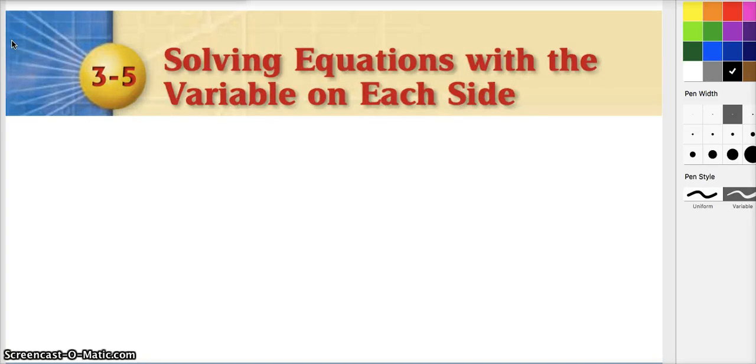Hi friends, today we're going to be solving equations with variables on each side. We're in chapter 3, section 5.